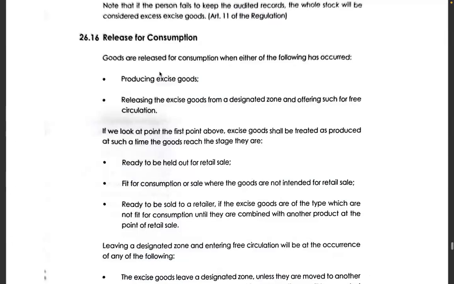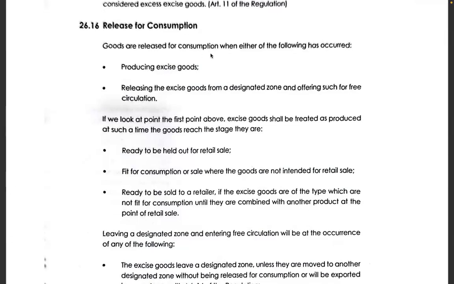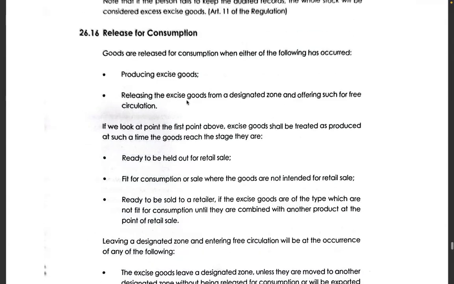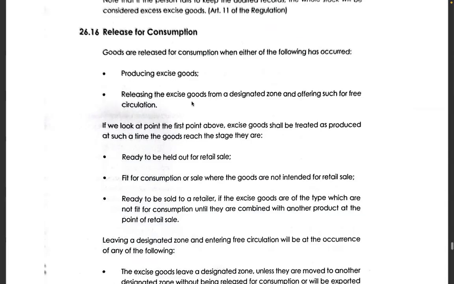Release for consumption. Goods are released for consumption when either of the following has occurred: producing excise goods, or releasing the excise goods from a designated zone and offering them for free circulation. So if either of the two has occurred, either excise goods are produced or they are released for free circulation from the designated zone.